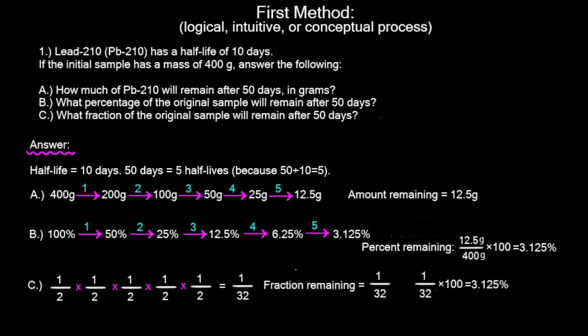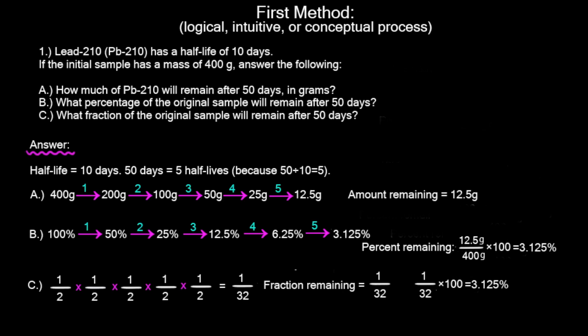Now let's reason our way to the correct answer. First, we need to figure out how many half-lives fit into 50 days. From the question, we know that this substance has a half-life of 10 days. So to find out how many half-lives are in 50 days, we simply need to divide 50 by 10, which gives us 5. That means 5 half-lives have passed in 50 days. Next, let's figure out how much of the substance remains after those 5 half-lives.